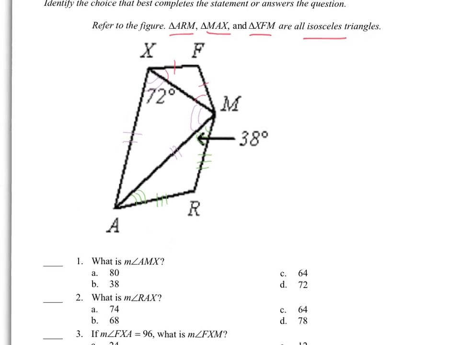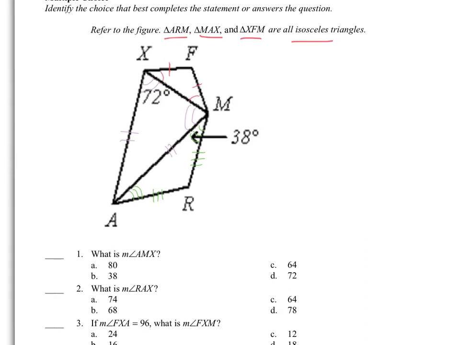And the first question asks, what is the measure of AMX? AMX is that blue angle right there. Well, one thing we should see is that that triangle has the two base angles congruent, so that angle is 72 because these two angles are congruent. So my answer is 72.